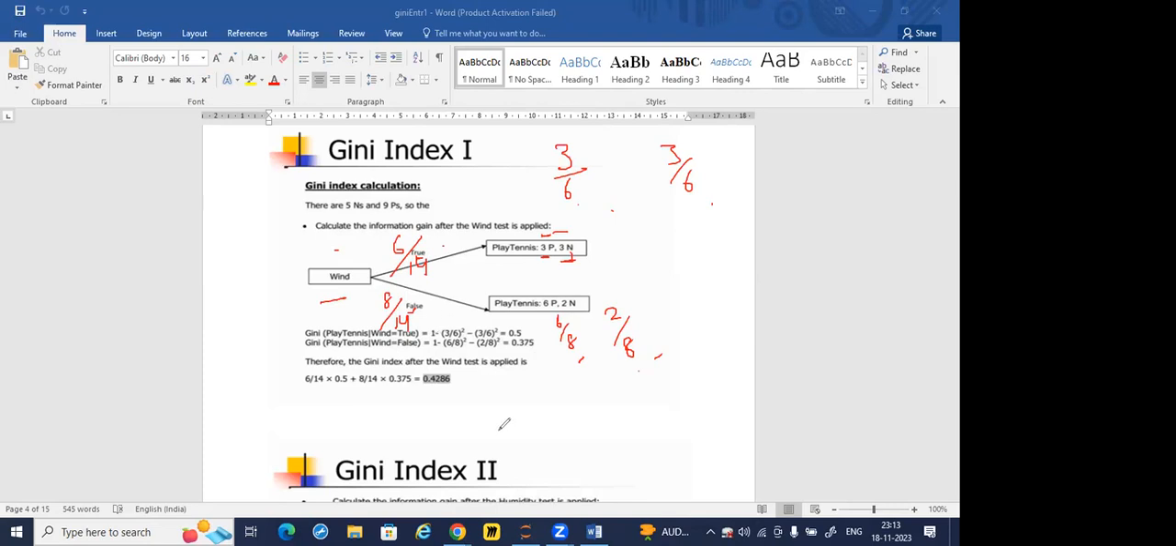Okay, that happened. Now one wants to calculate the Gini index. One needs to calculate the Gini for this. So basically one needs to calculate Gini for strong wind and then weak winds here.